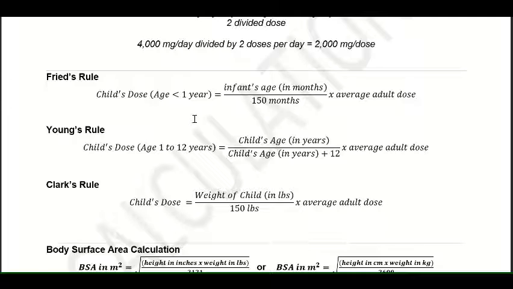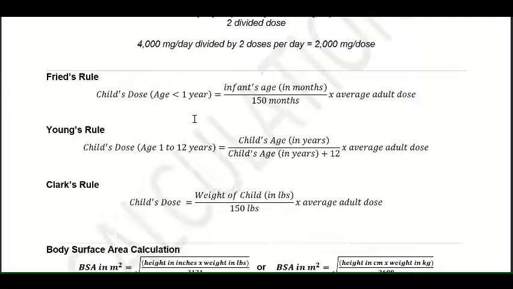Fried's rule. This is used to compute for the dose of the child less than 1 year. So, it's the infant's age in months, take note, over 150 months times the average adult dose. Young's rule. It's the child's dose for children ages 1 to 12 years old. And then the formula would be child's age in years divided by child's age in years plus 12 times the average adult dose. On the other hand, your Clark's rule would make use of the weight of the child.